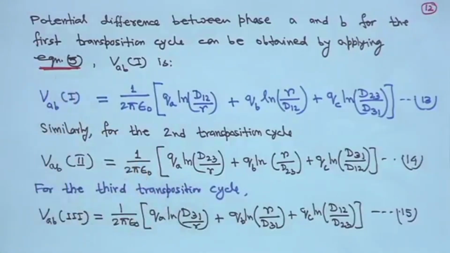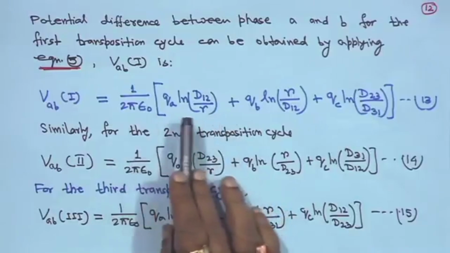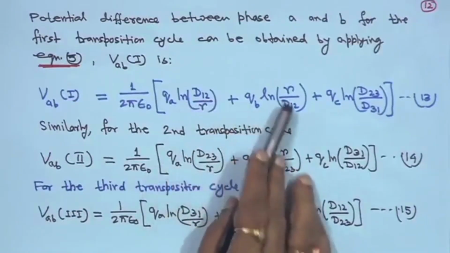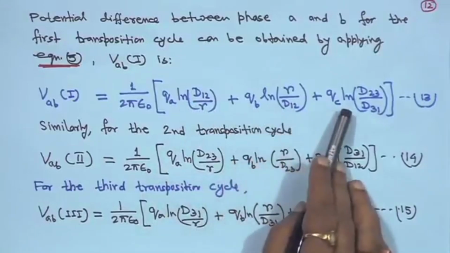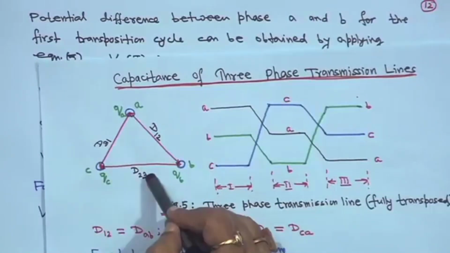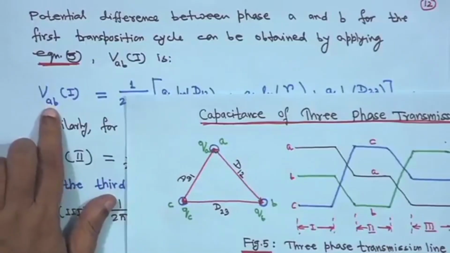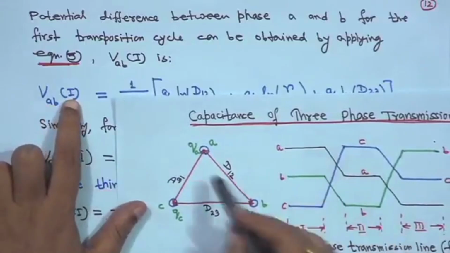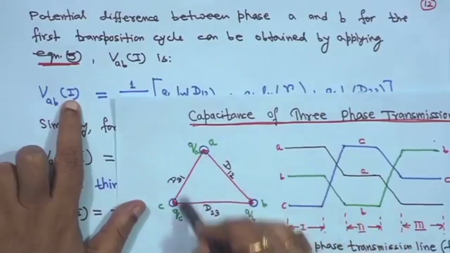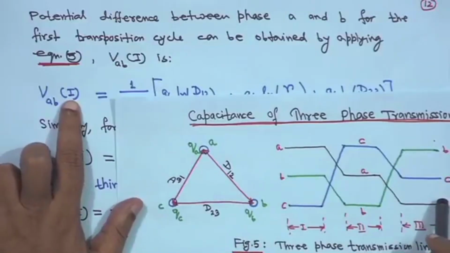For inductance, for flux linkage, we applied one generalized equation. For capacitance, for voltages, the same equation we are putting in this form, that means QA ln D12 upon R plus QB ln R by D12 plus QC ln D23 by D31, because you want VAB for section 1. So, this is the configuration of section 1. This triangular configuration you can draw for this one and this one. For the inductance case we have shown it, so no need.